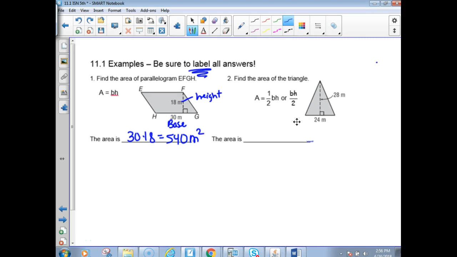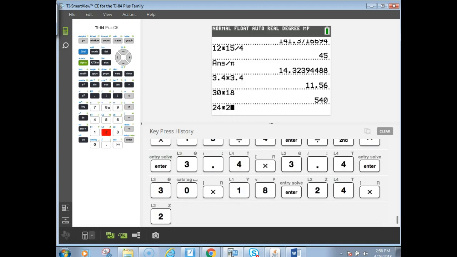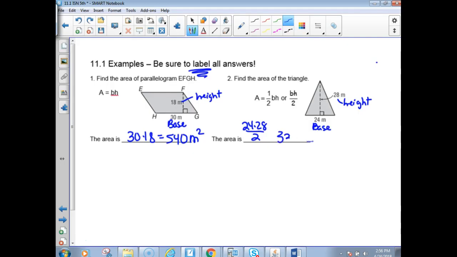Area of a triangle, you jot down the formula. It's base times height divided by 2. The base in this one is 24. The height is the 28. So we're going to do 24 times 28 divided by 2. And you can type that all at once. I got 336. And that would be in square meters as well.